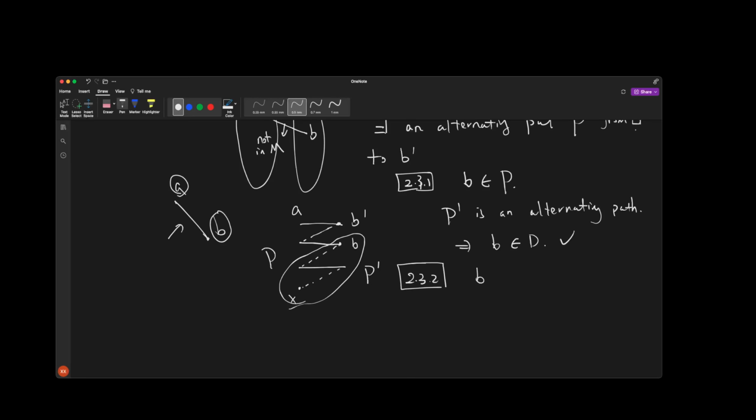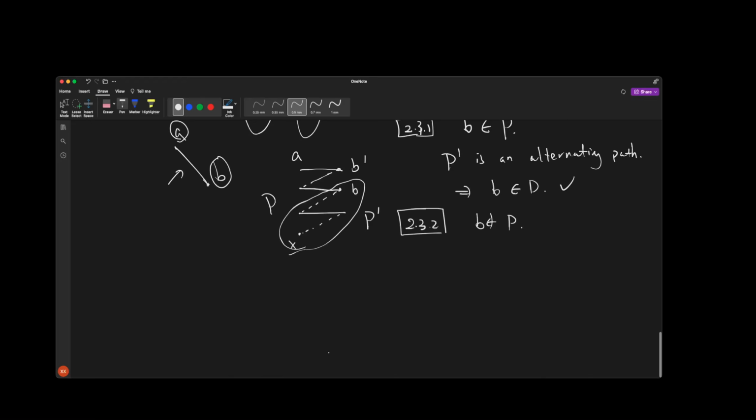So the second case is that B is not in P. So the picture should be, let me start from X and arrive here, and I got here, and this is B prime, and this is A, and this is B. Okay, B is not in this path. But now I consider P starting from X to B prime, right? I put the endpoint B prime here, and I continue.